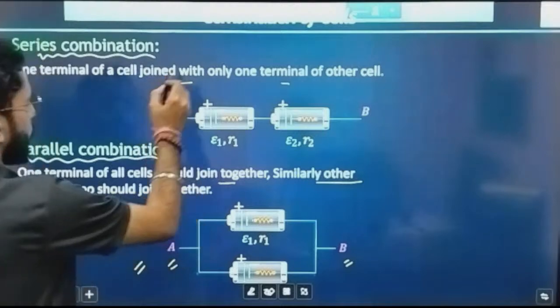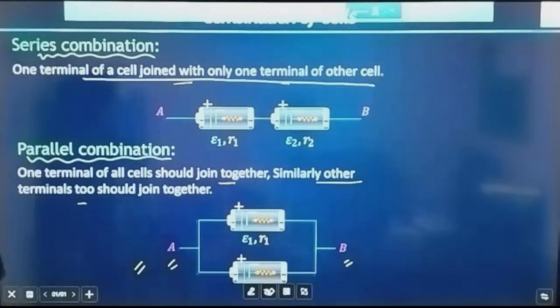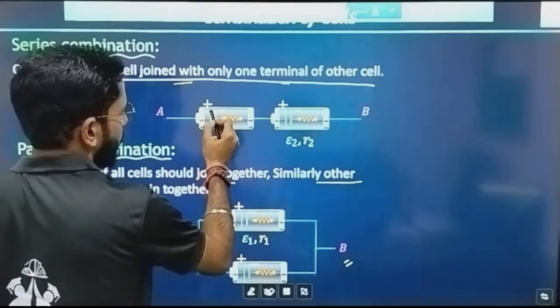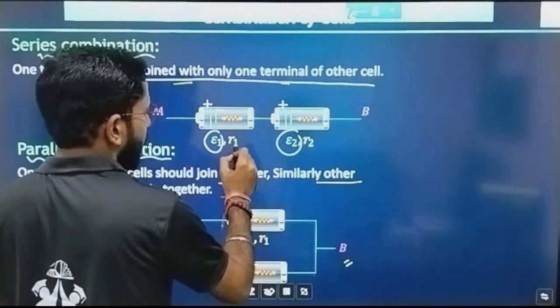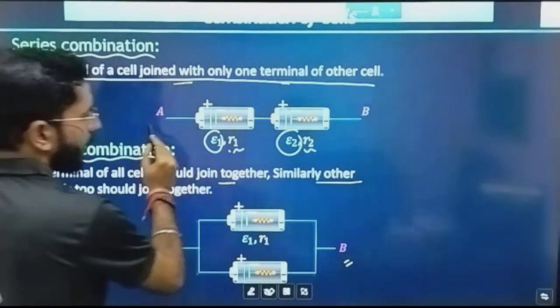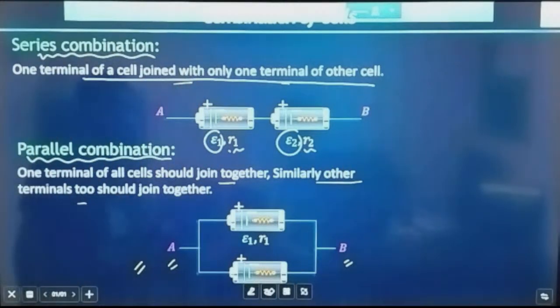See, if one terminal is joined with only one terminal of the other cell, then this kind of combination is called series combination. For example, here you can see very clearly, here is a battery of E1 voltage, here is a battery of E2 voltage, here is a resistance R1, here is a resistance R2, correct? And they are connected end to end. That's why I can say this is a series combination.